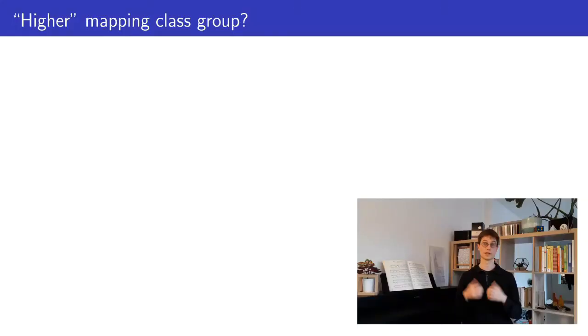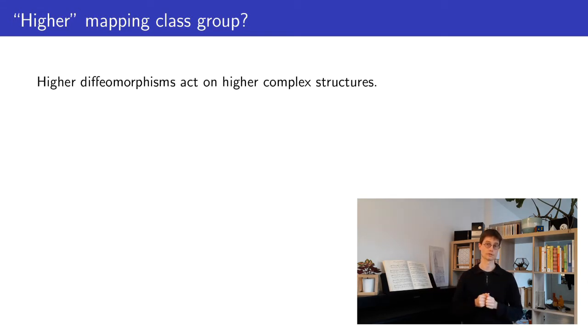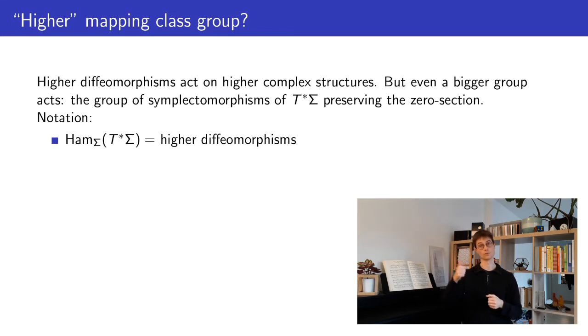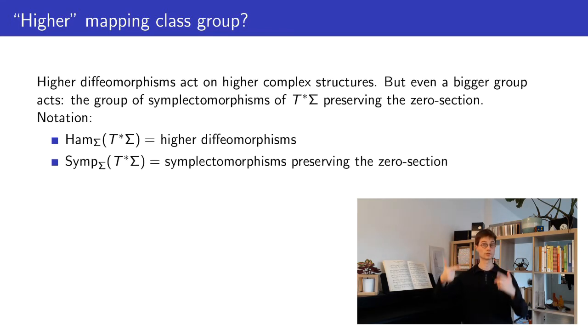I will just pick two aspects which fit quite well in the spirit of this conference on group actions. The first aspect is about a higher mapping class group. We have seen that on higher complex structures there is an action by higher diffeomorphisms, which are Hamiltonian diffeomorphisms of the cotangent bundle preserving the zero section. But in fact, any symplectomorphism of the cotangent bundle which preserves the zero section will act on the space of higher complex structures. So we can consider two groups, the group of higher diffeomorphisms and the group of symplectomorphisms of the cotangent bundle preserving the zero section.